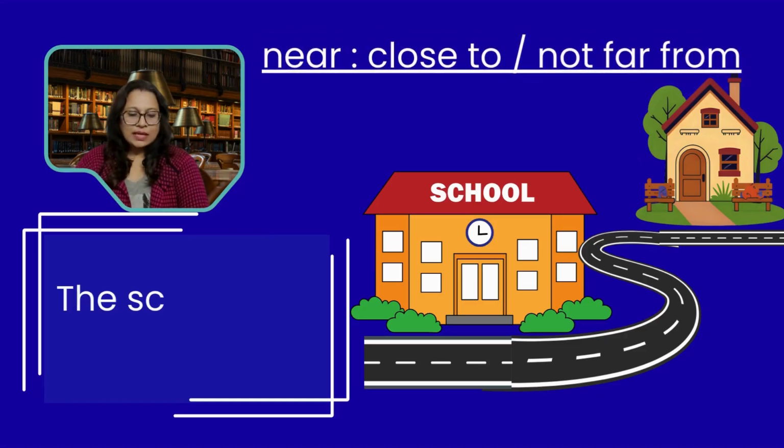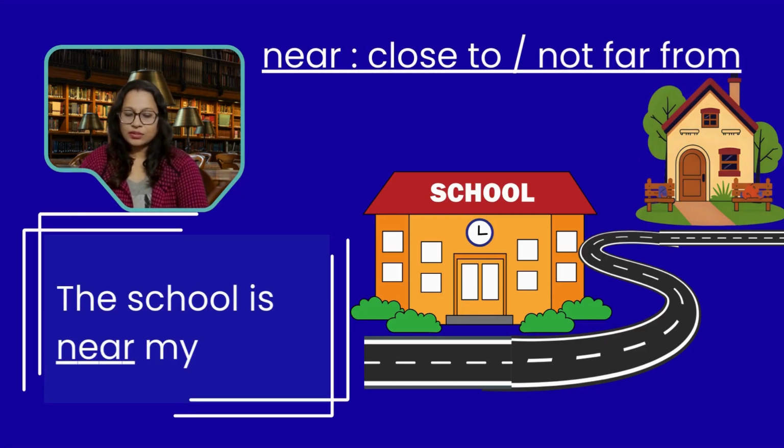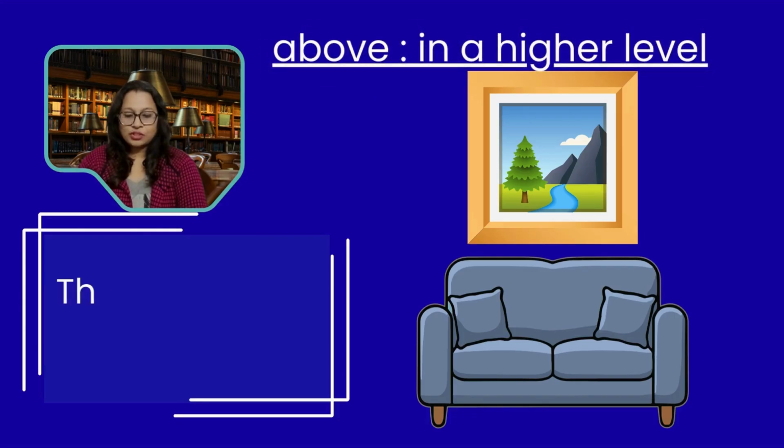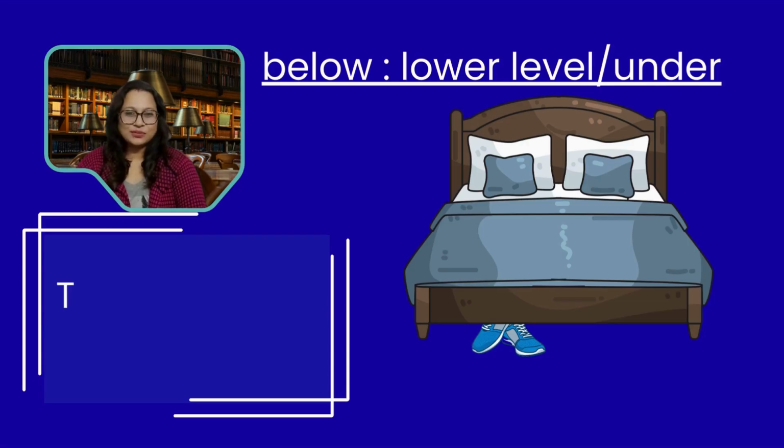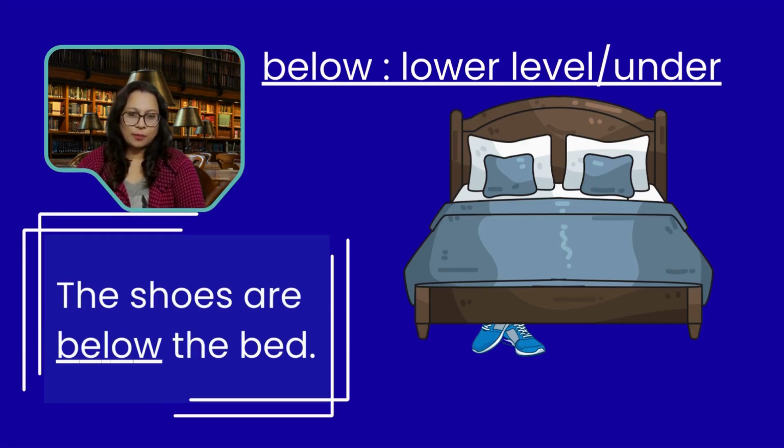The school is near my house. Here the school is not far from my house, or it is close to my house. The picture is above the sofa. The picture is in the higher level from the sofa, but not touching the sofa. The shoes are below the bed. The shoes are at the lower level from the bed.